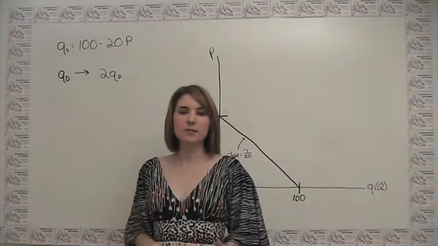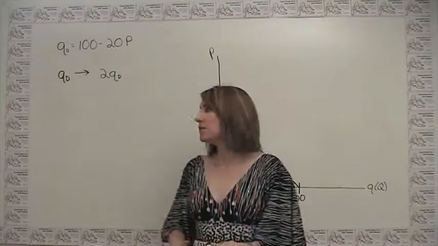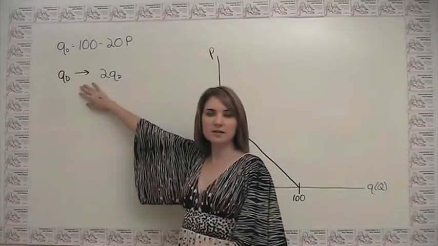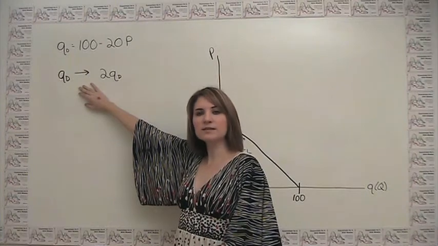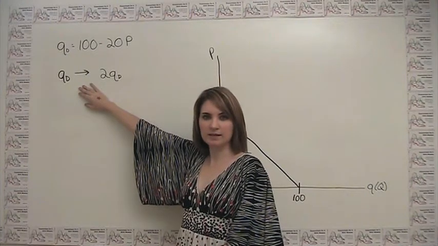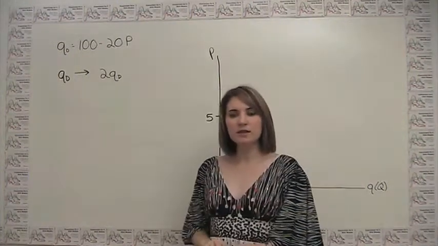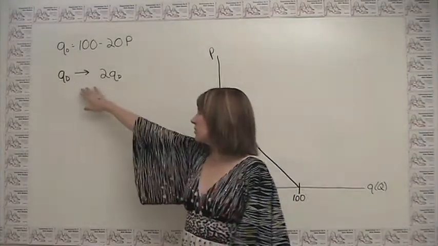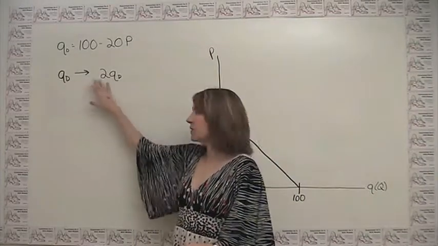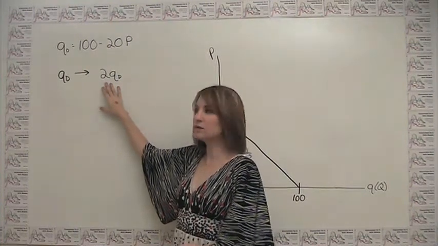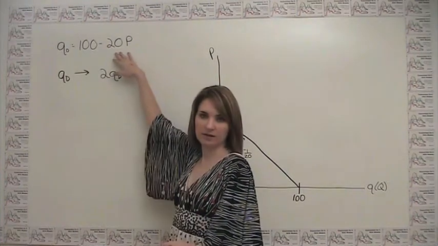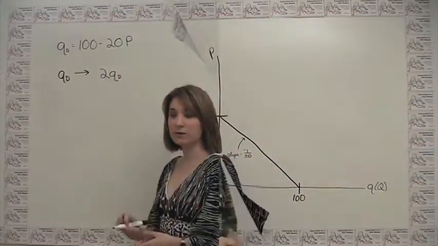Let's do another example. Suppose now, rather than having a fixed increase, that instead the quantity doubles at every given price. Let's think about how the demand curve changes in this case. Again, it's fairly simple to do the math. You can say, well, if quantity demanded just becomes 2 times the quantity demanded, then we could just multiply our demand by 2, and we get the following.